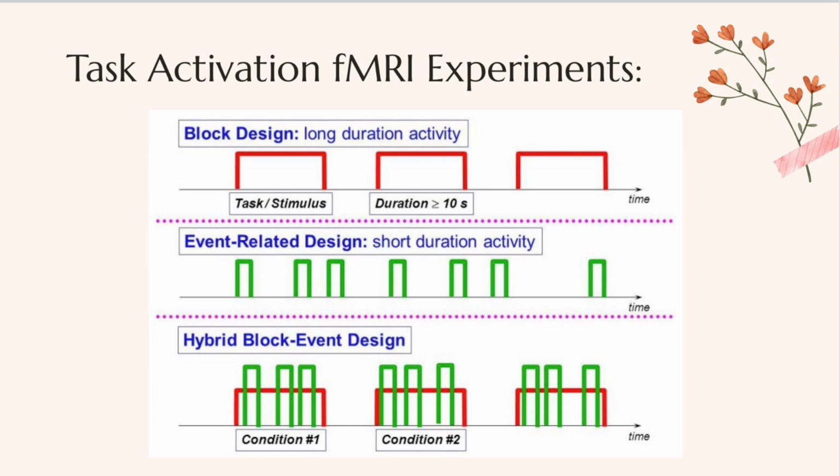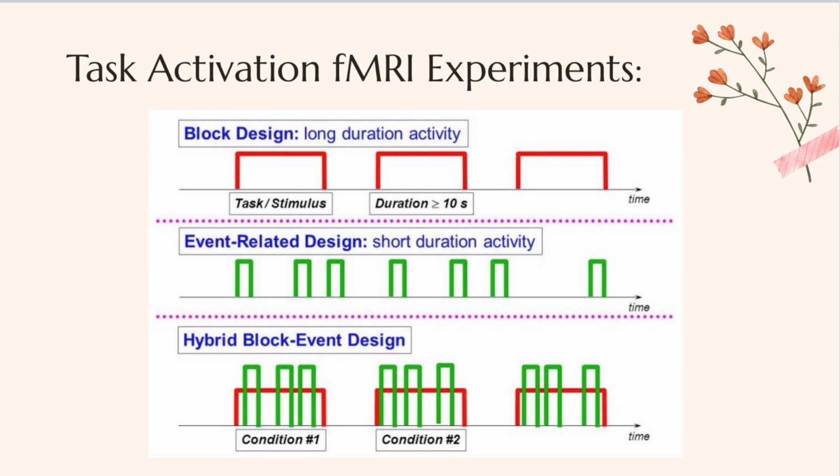Unlike block designs, event-related designs focus on shorter, discrete activities. Tasks or stimuli are presented as individual events with random or pseudo-random timing. This design is well suited for studying rapid changes in brain activity and allows for greater flexibility in stimulus presentation. However, the signal-to-noise ratio is often lower than in block designs, making data analysis more challenging.